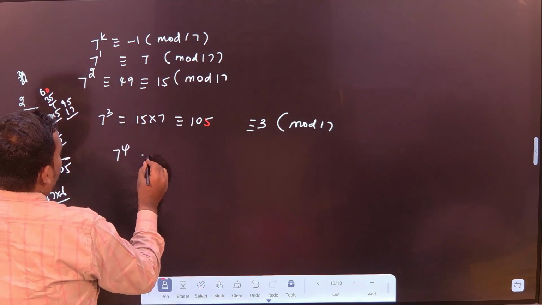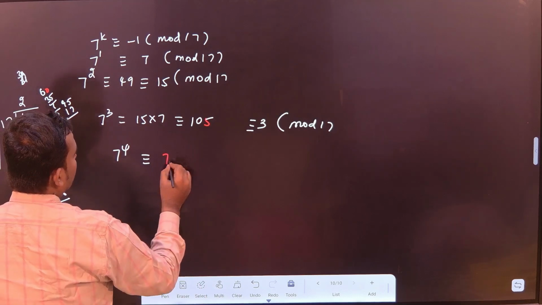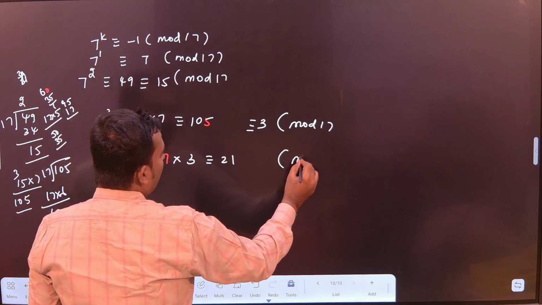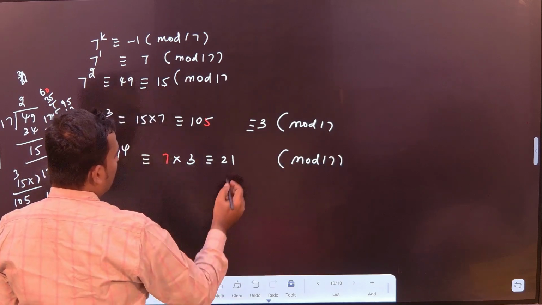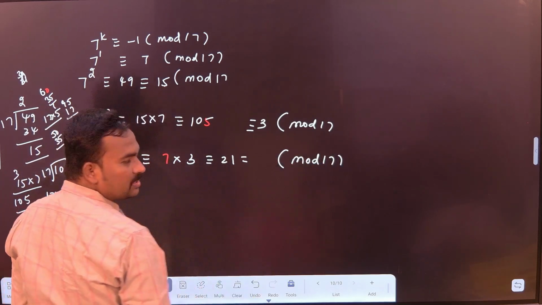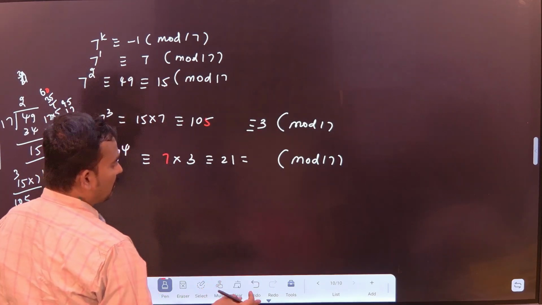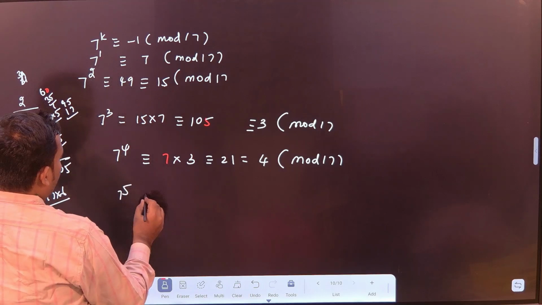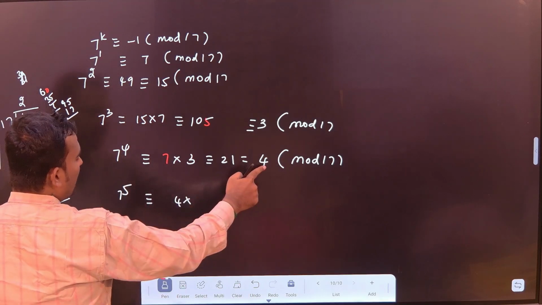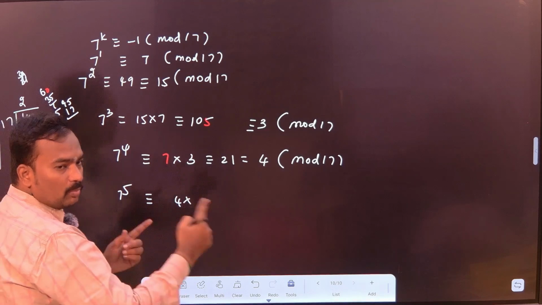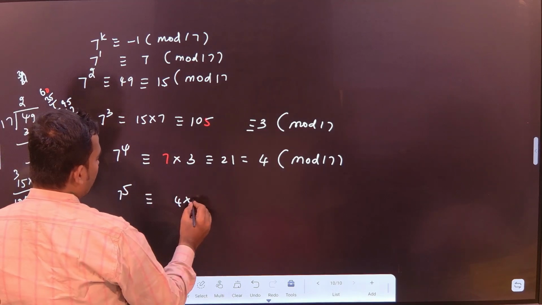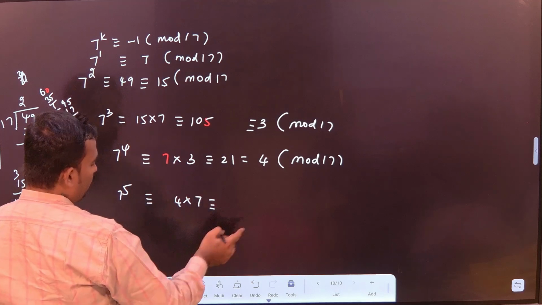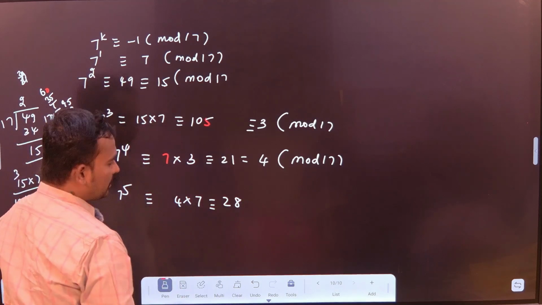Then 7 power 4 if you take, 7 into 3, that is congruent to 21 when you take modulo 17. So when you divide 21 by 17, you will get 4, right? Clear? Then 7 power 5 you can raise, that is 4 into whatever the remainder you are getting now, so multiply with 1 more 7, you will get 7 power 5. So 4 into 7, multiply, 28, right?